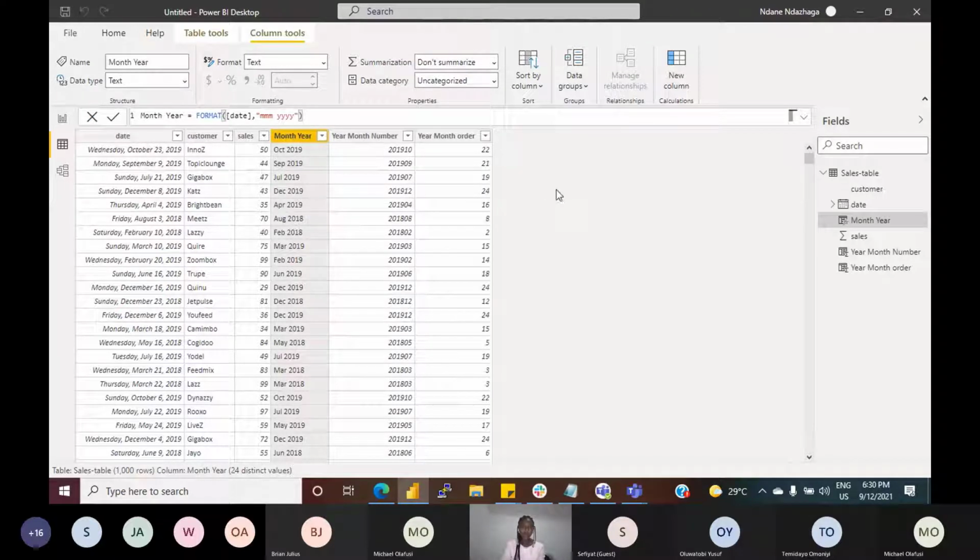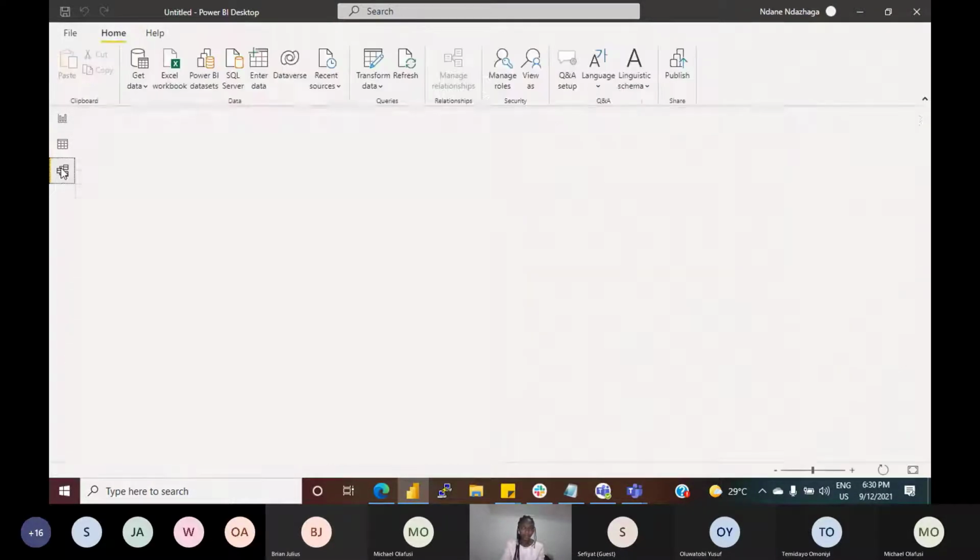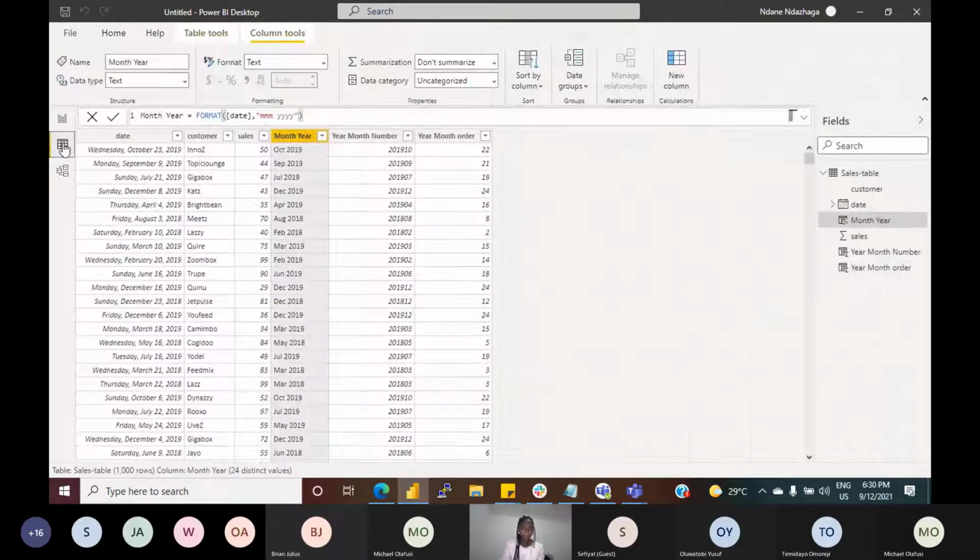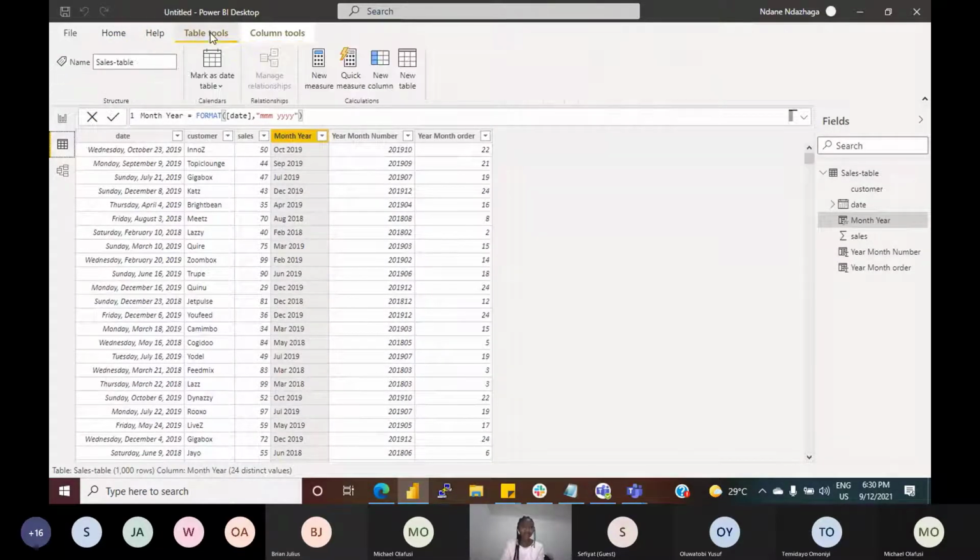So there's something I'm looking for. Table. Okay, new table.